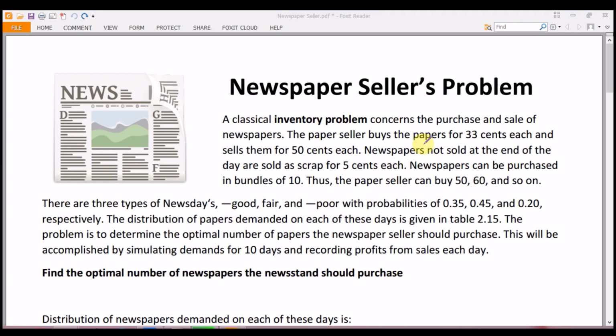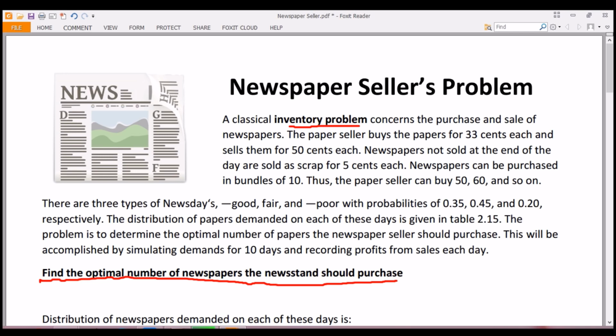So let's look at the newspaper seller's problem. This is a classic inventory problem. It concerns how many newspapers I should purchase or keep in stock so that I make a profit and not much of it goes to waste. So that's why it's called a classic inventory problem. And the goal of this problem is to find the optimal number of newspapers the newsstand should purchase in order to make a profit. Right, so let's look at the problem and try to solve it.